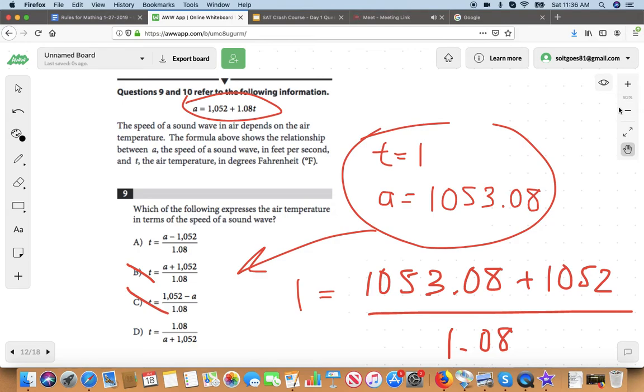What about D? Just look at it. You have to divide here. Get out of here. So it's A. Any questions? That was fun. No, that's crazy. I like that.